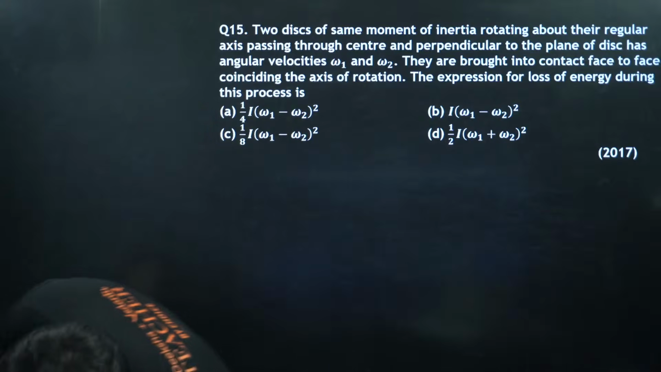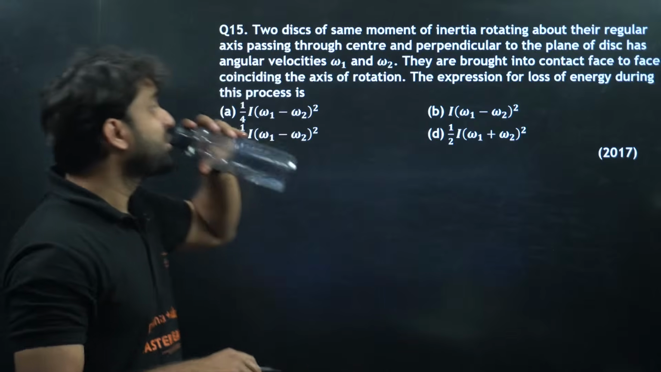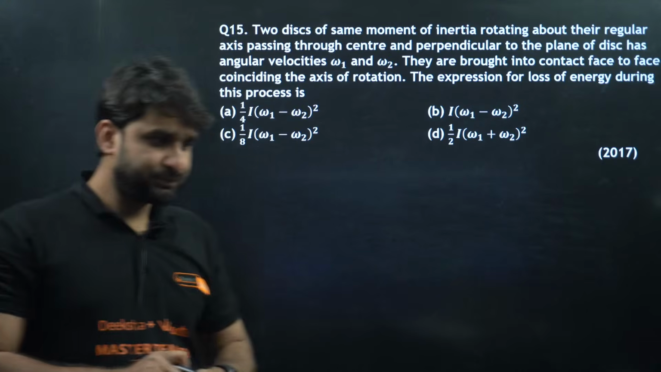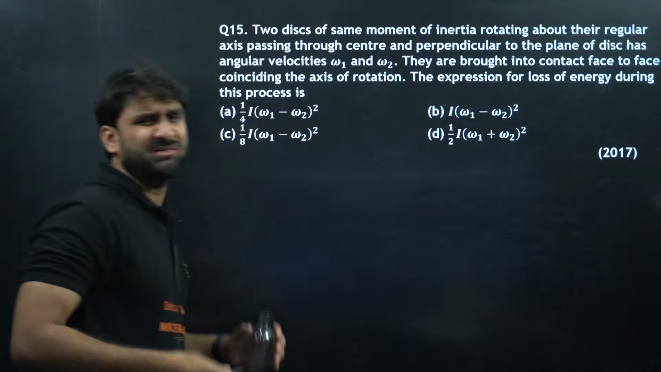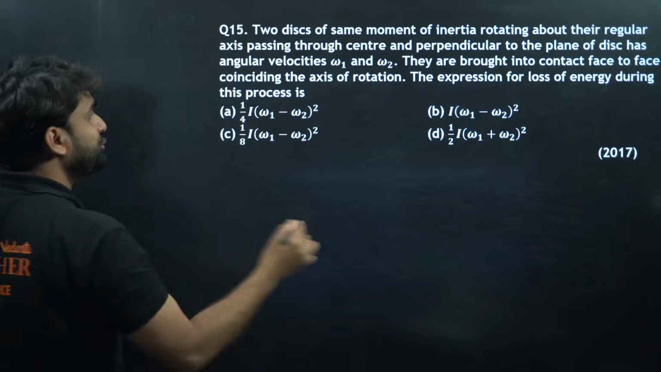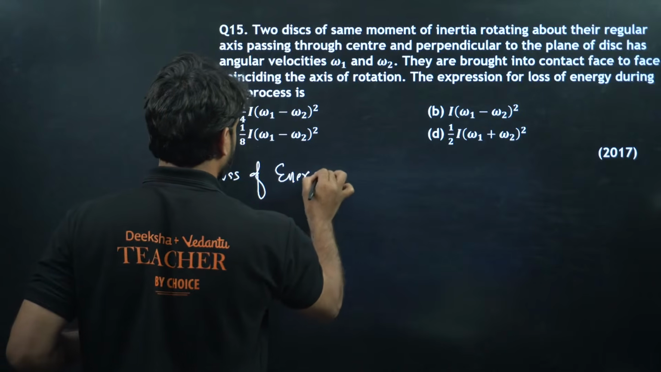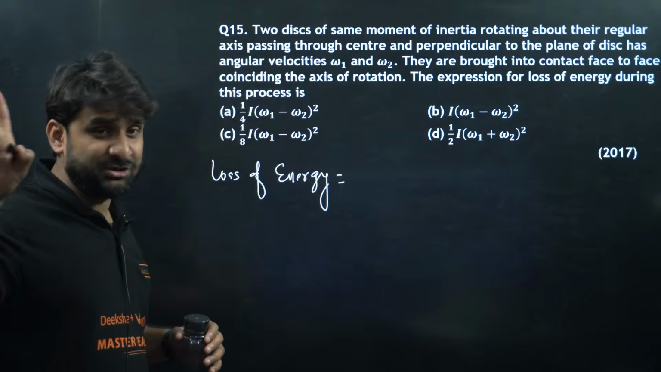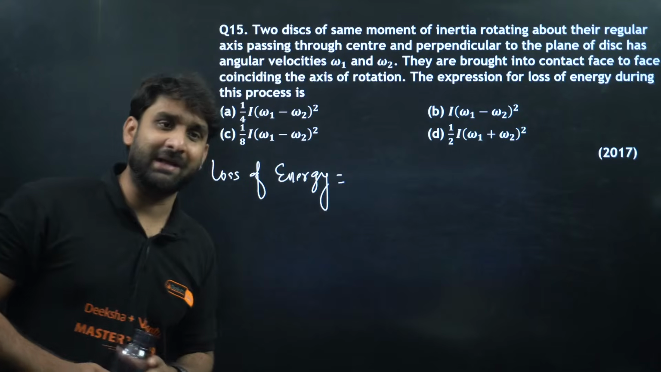Yes. Which option will be correct here? Sir, option A. See, in this question, we have to find out the expression for loss of energy. How can we find the expression for loss of energy? That is basically the change in energy. So here, loss of energy will be equal to what, my dear champion? Final kinetic energy minus initial kinetic energy. This is all about it. So we have to use the formula directly.